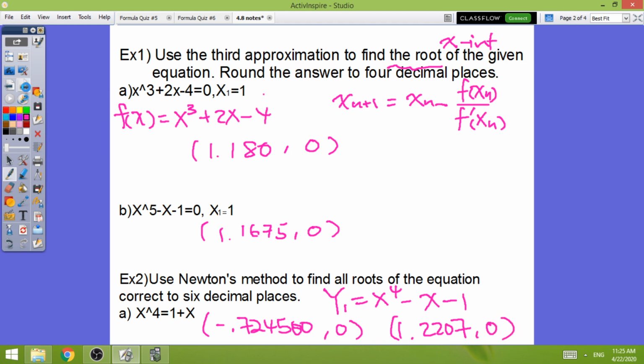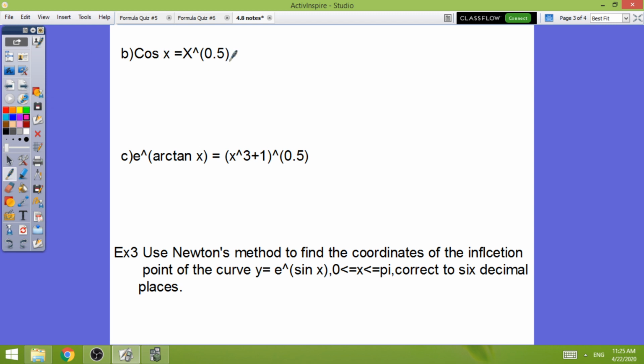Okay, so now let's see what else we have for the rest of this. So this one you can try with the practice. So y1 for this one will be cosine of x minus x to the power of 0.5. Now, got to be careful with this. There's a trig function involved, so that means you're using the variable as radian. Okay? So let's do this one right here.